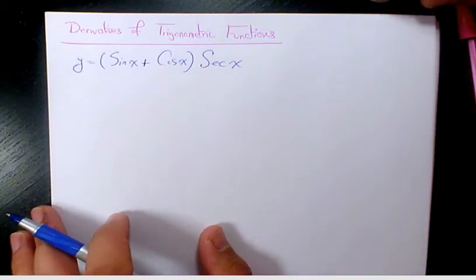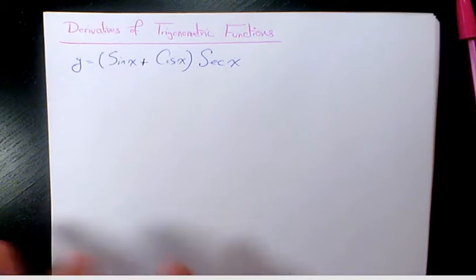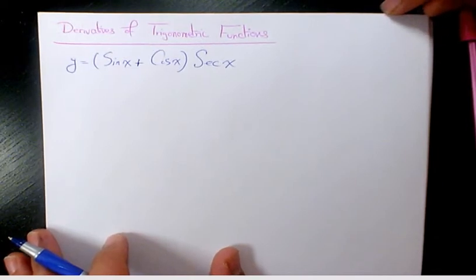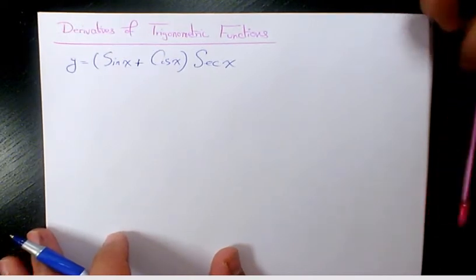Welcome to another video. In this video I want to show you some examples regarding derivatives of trigonometric functions. First example is y equals sine x plus cosine x times secant x.